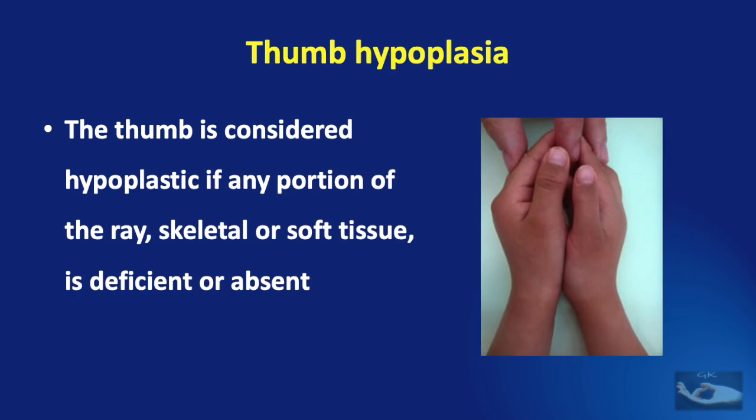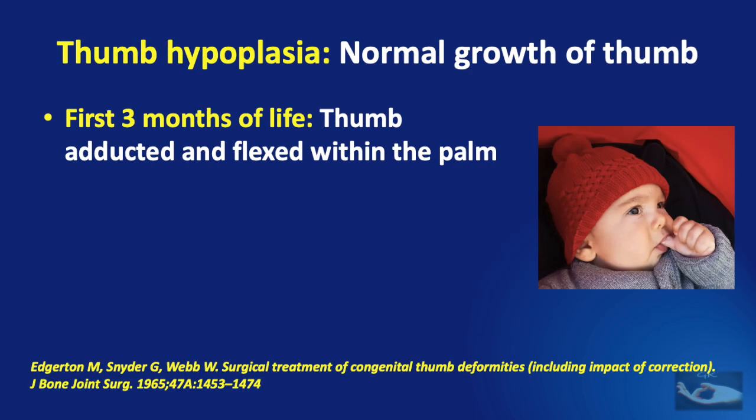The thumb is considered hypoplastic if any portion of the ray, the skeletal or the soft tissue, is deficient or absent. So obviously there is a wide range of hypoplasia starting from very slight reduction in the size of the thumb to absolutely no thumb at all. Sometimes it is not very easy to identify a hypoplastic thumb immediately after birth of the child.